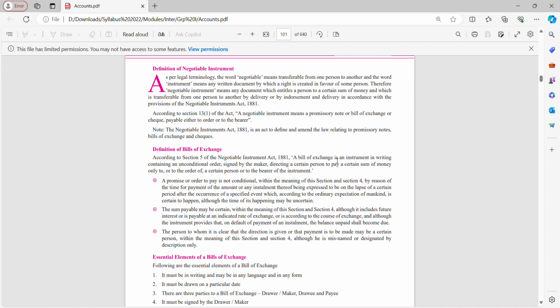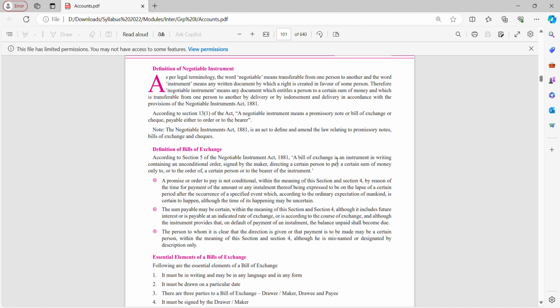So we have a promise or order to pay that is not conditional. So if it rains, I'll pay you money. It's a promise. It is not a conditional order. Within the meaning of this section and Section 4, by reason of the time for payment of the amount or any installment thereof being expressed to be on the lapse of a certain period after the occurrence of a specified event which, according to the ordinary expectations of mankind, is certain to happen.